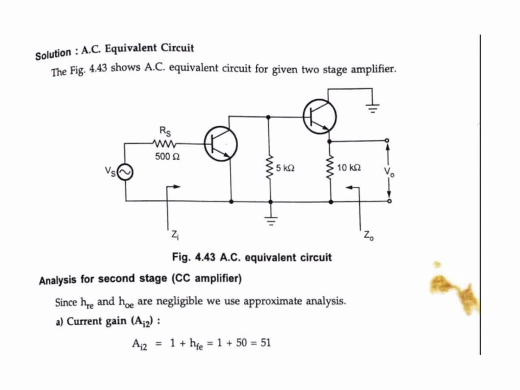Even you can directly use HFE also because there is no big variation. If you use HFE, it is equal to 50. If you use 1 plus HFE, it is equal to 51. There is no big difference between 50 and 51, so no need to worry. But the exact calculation is 1 plus HFE. So the current gain for the second stage amplifier is A2, which is equal to 1 plus HFE, which is equal to 1 plus 50, which is equal to 51.